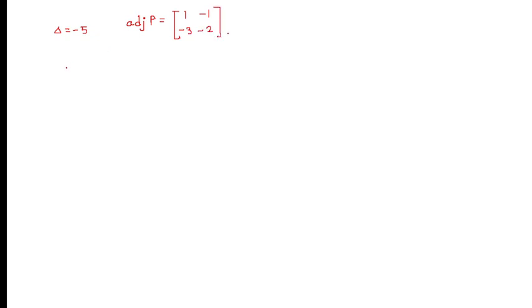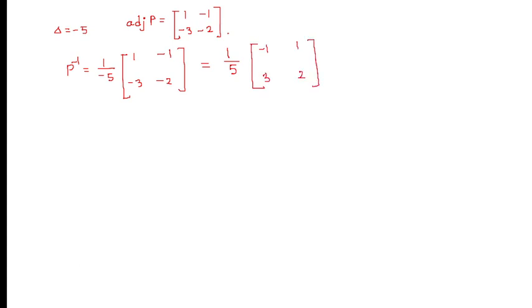Okay, so now if I want to get P inverse, it will become adjoint divided by -5. So this is -5, and it will be 1, -1, -3, -2. Now if I multiply the negative with all of them, finally it is becoming 1/5 and -1, and all the elements become positive. So this is my P inverse matrix.